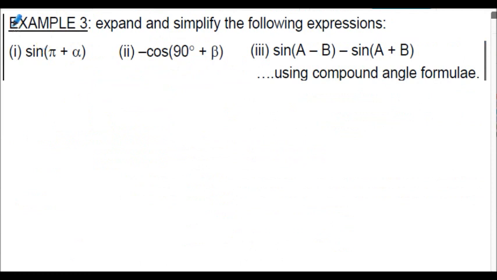Here's example 3. We've got to expand and simplify the following expressions. There are 3 parts to the example, part 1, part 2, and part 3. And we've got to use compound angle formulae within these solutions. We'll show the full worked solutions on the following slides.